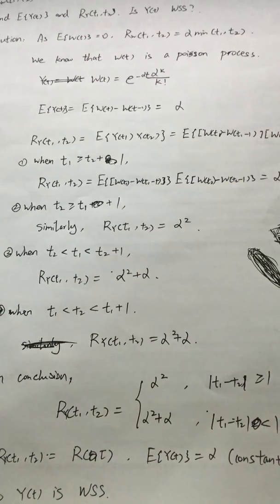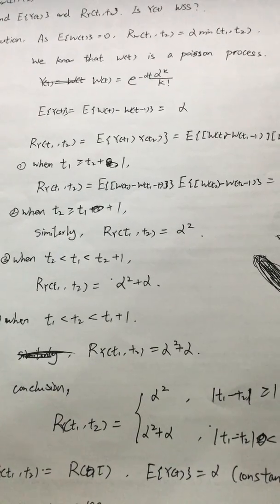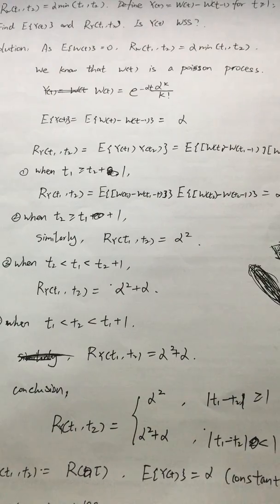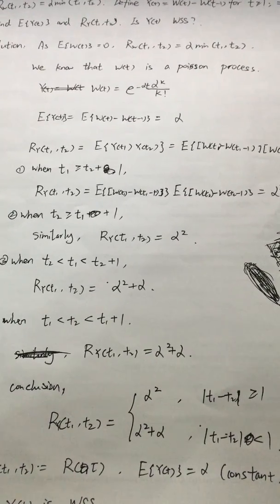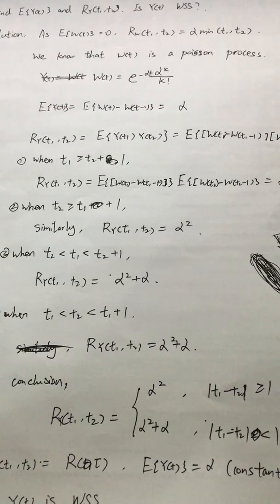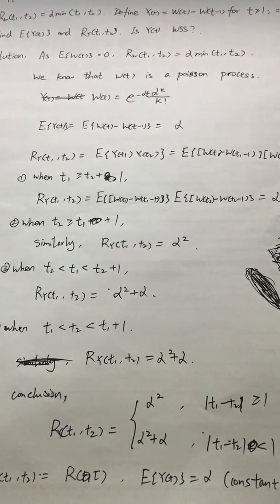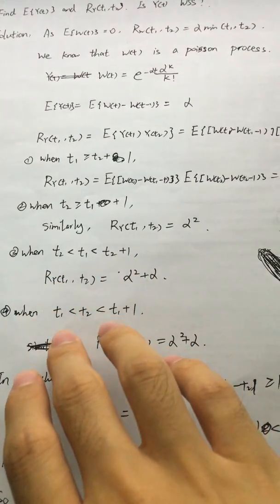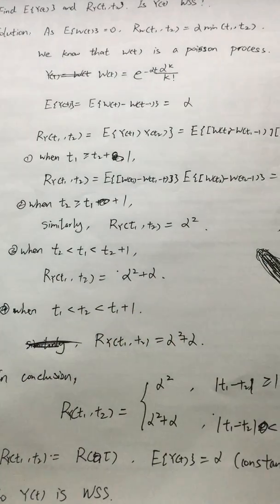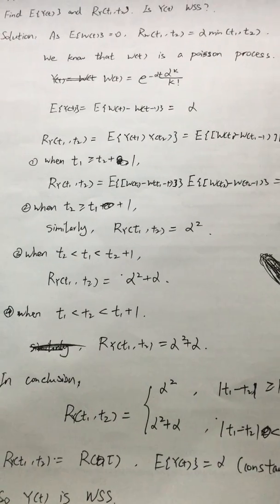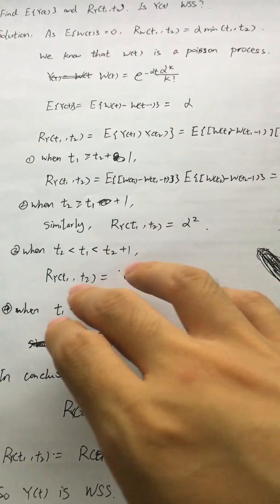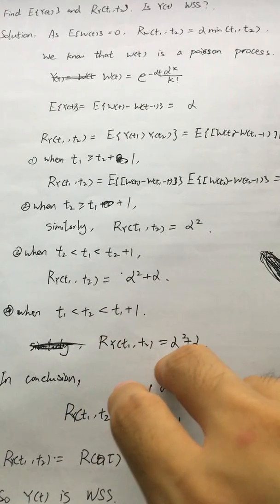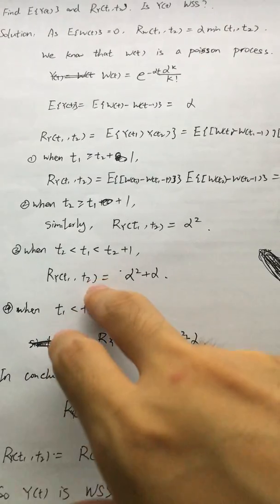This can be solved by the definition of R_Y(t1, t2). And when t1 is less than t2 less than t1 plus 1, similar to this, we can easily get the same result from these two.